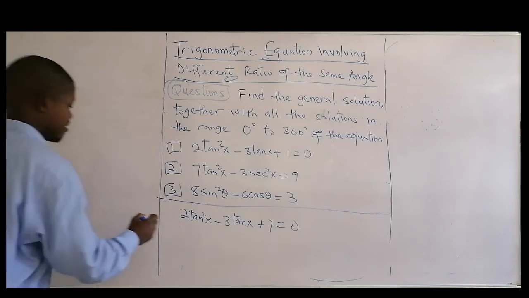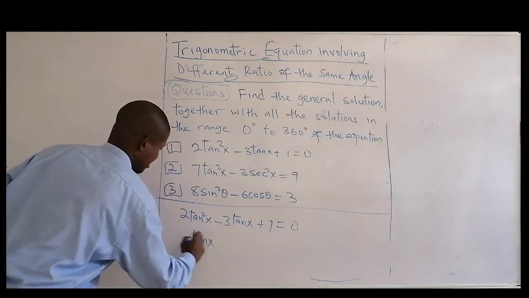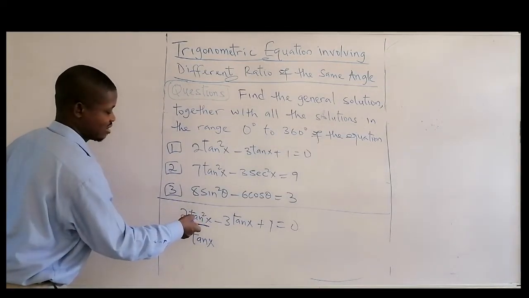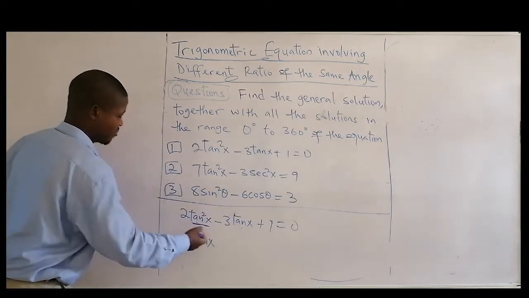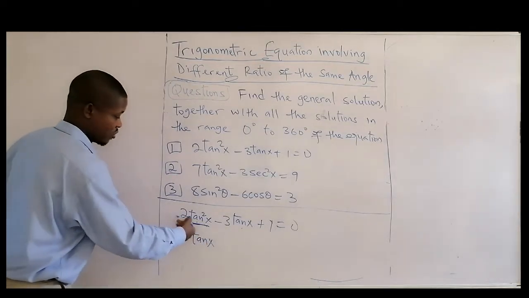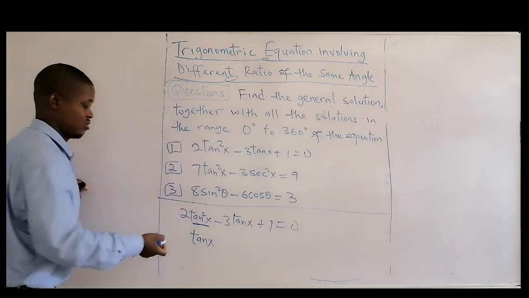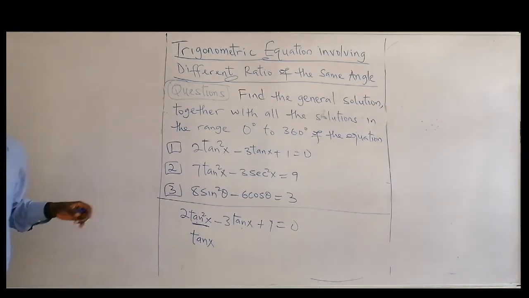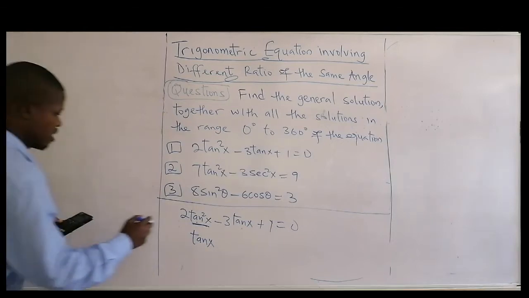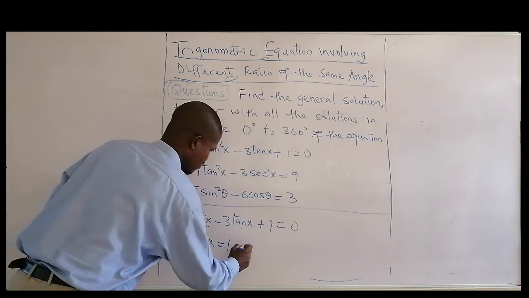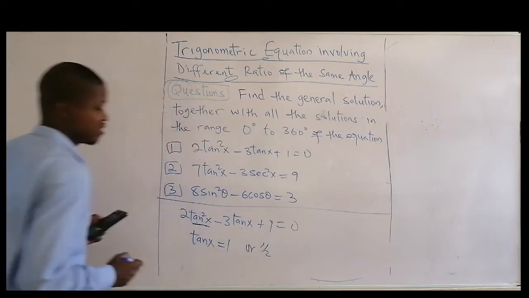So you can get your tan x. I've told you that you can represent your tangent as x, so we don't even need to do that. Just know that it's written in tangent form. Just put the coefficients on the calculator and get your values for tan x. So tan x is equal to 1 or half. These are the two values we have there.